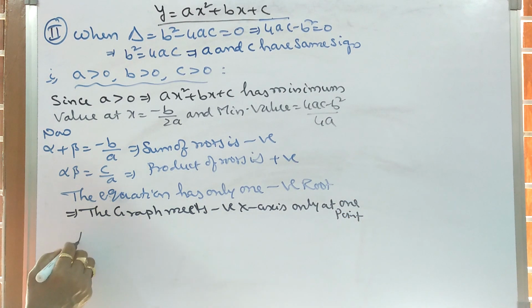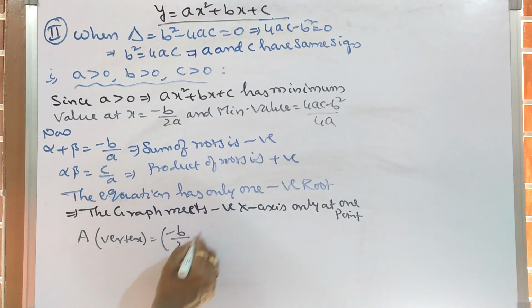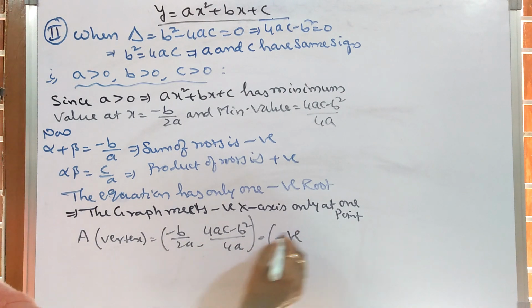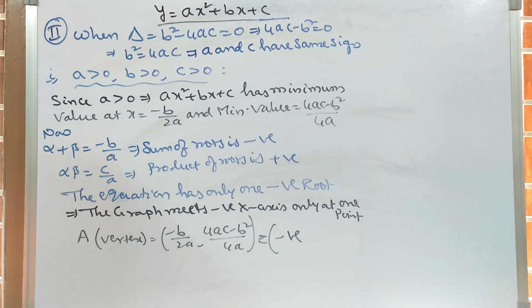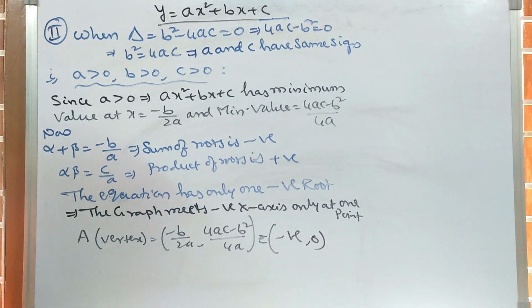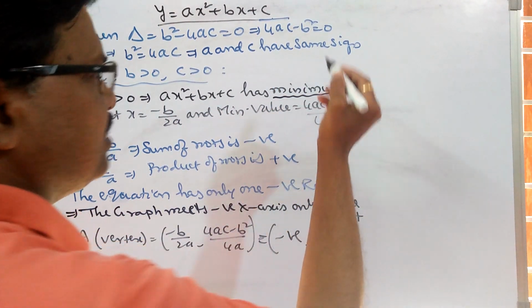The vertex is minus b by 2a, 4ac minus b square by 4a. Minus b by 2a means negative, because b is positive, a is positive, positive by positive, negative. And 4ac minus b square is 0. That means the vertex lies on the negative x-axis, because the y coordinate is 0. And it is having a minimum value, and minimum value means an upward parabola.